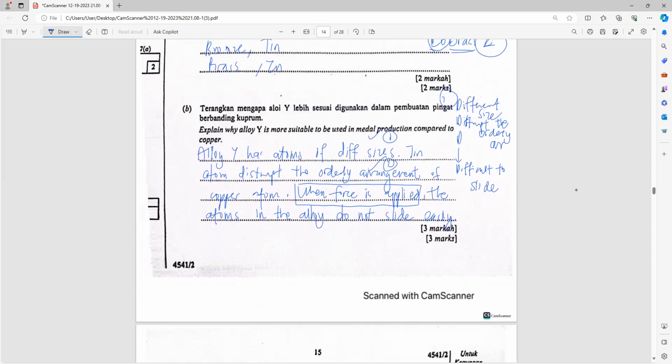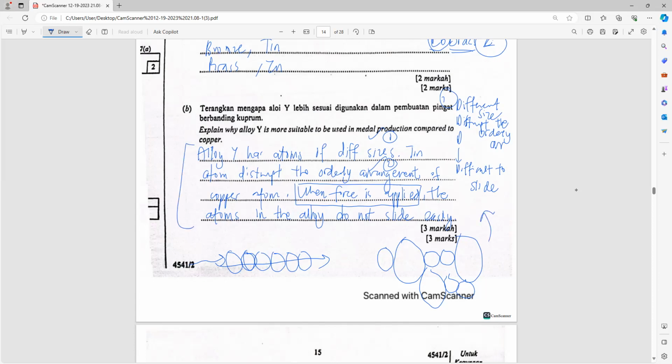So if I have just copper only, if I just put a force on you, all of them will slide easily. However, if I have copper, tin, tin again here, copper, do you think that my atoms here can slide easily? Can or cannot? Cannot, sure. Cannot, yeah? So memang cannot. So this will be a marking scheme answer.